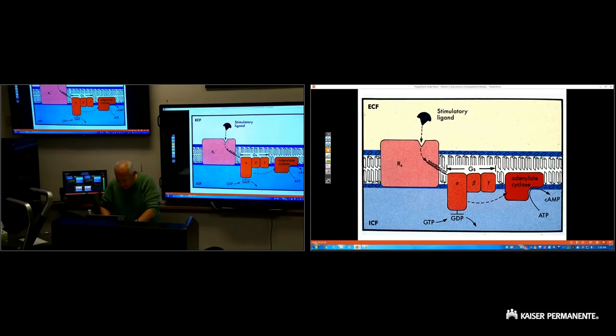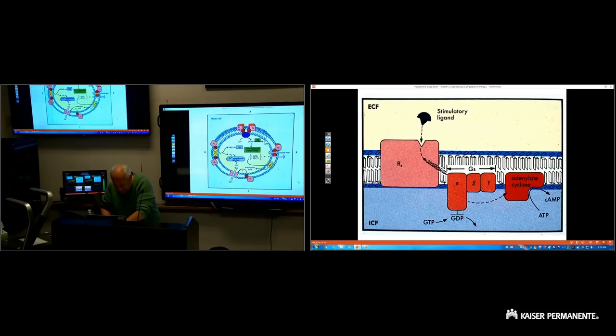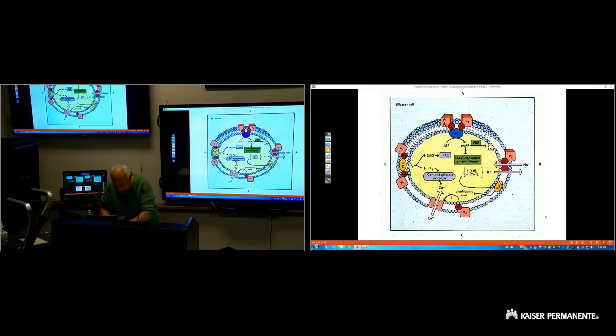Now, the cyclic AMP, yeah, here's ATP being burned by adenyl cyclase into cyclic AMP. That's the second messenger. See that up here? The blue circle is adenyl cyclase, the enzyme. So that breaks down ATP, and out comes cyclic AMP. You got a second messenger, and everything's all exciting.